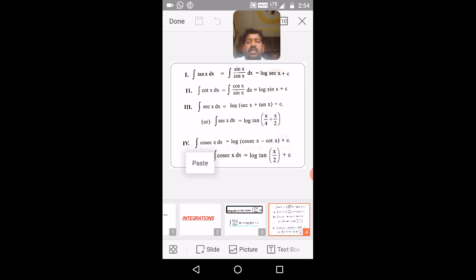Similarly, for the integral of sec x dx, you also multiply with sec x plus tan x and divide with sec x plus tan x, then we get that result. So integration of sec x dx can be written in two forms: log sec x plus tan x plus c, or log tan of pi by 4 plus x by 2 also. Why? Because we change sec x plus tan x into sin and cos. Sec x is 1 by cos x, and tan x is sin x by cos x.